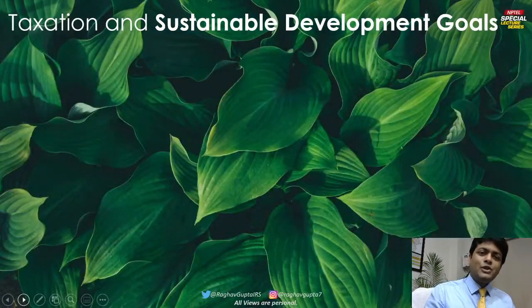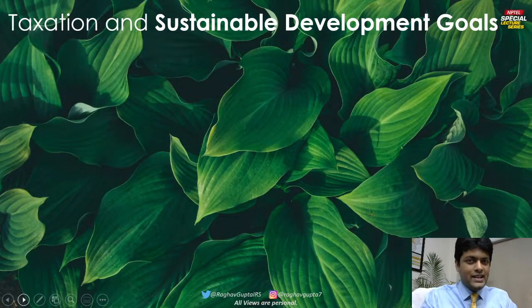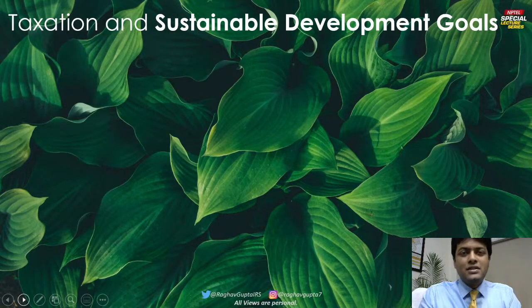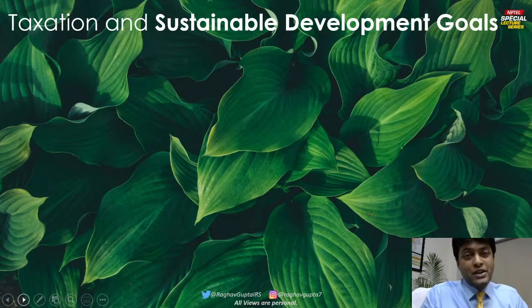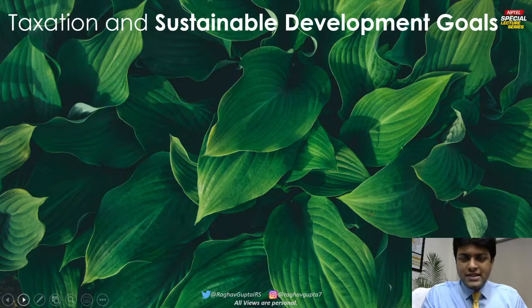Moving on to something called taxation and sustainable development goals. How are they linked? Now, sustainable development, again, is a concept which many of you might have heard. Essentially, it means equitable and reasonable usage of resources so that they don't run out and they can be recycled, reused, and hence lead to a more stable economy overall. So how is taxation linked to SDGs, or the Sustainable Development Goals?